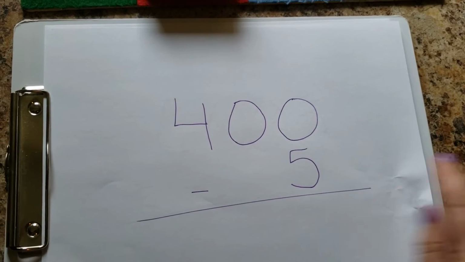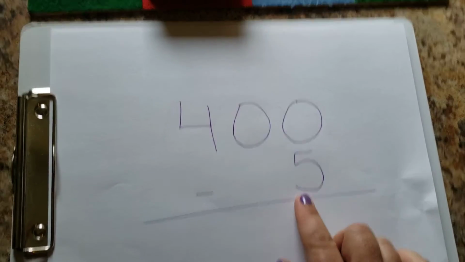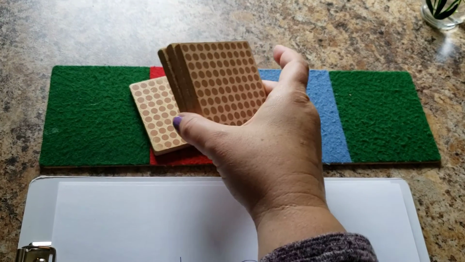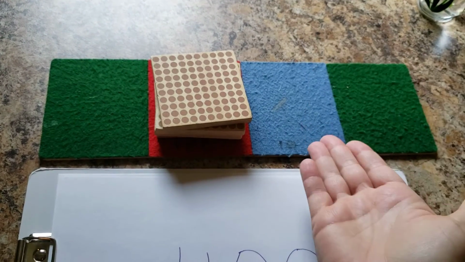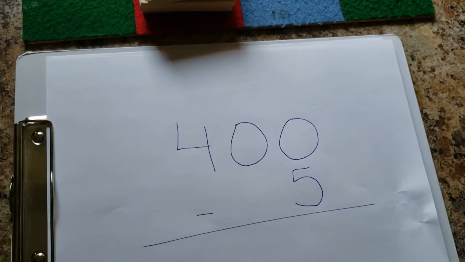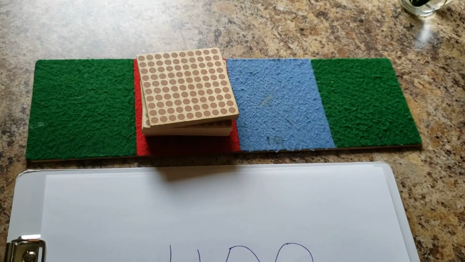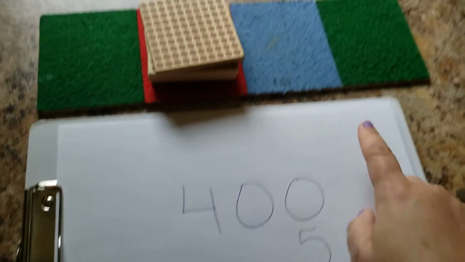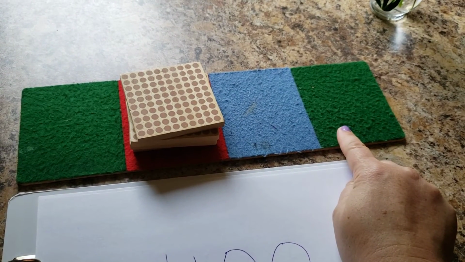So, today our problem is 400 minus 5. And you see, I've got my golden beads ready. I've got 400 squares and, well, no tens or units because there are none there. But I need to subtract 5. How in the world am I going to subtract 5 units when there are no units?